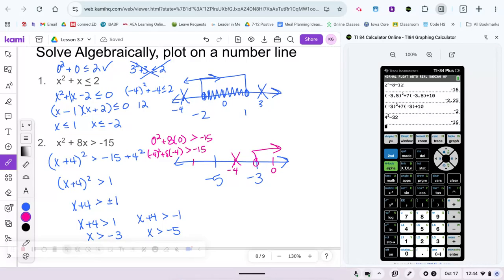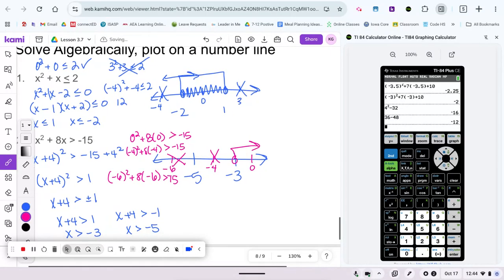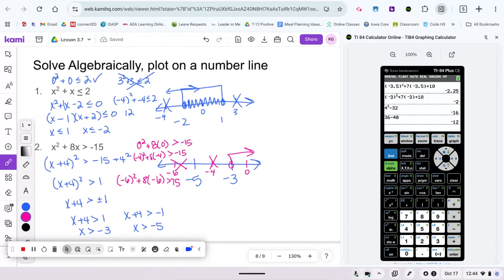Nope. And I'll check negative 6. Is negative 6 squared plus 8 times negative 6 greater than negative 15? No. So in this case, it is only everything negative 3 and greater.